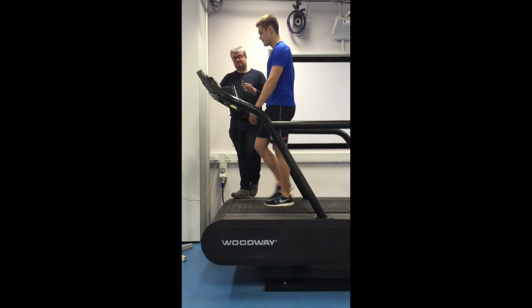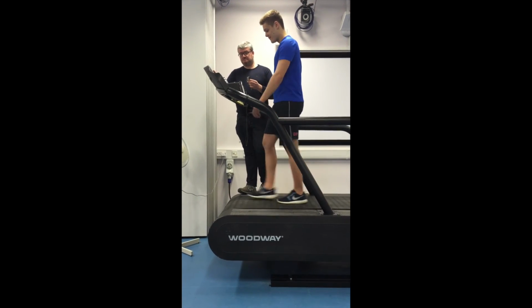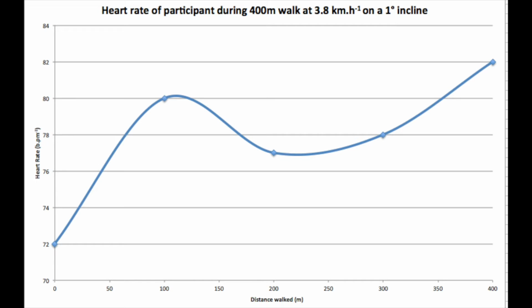In this clip, we are measuring our participant's heart rate while he is walking on a treadmill at a 1-degree incline. This graph shows an initial increase in the heart rate while walking, then a slight decrease at 200 meters. For the last 200 meters, another increase occurs in our participant's heart rate as he finished the walk.